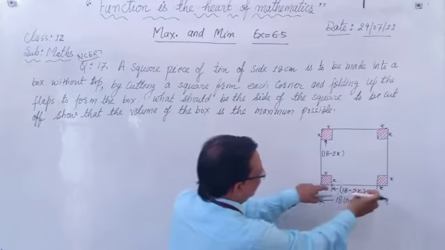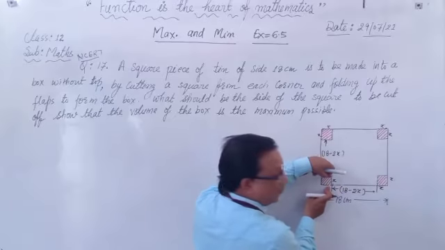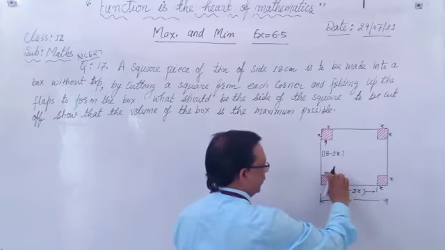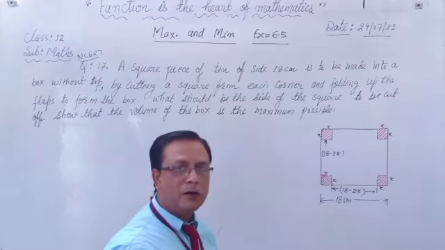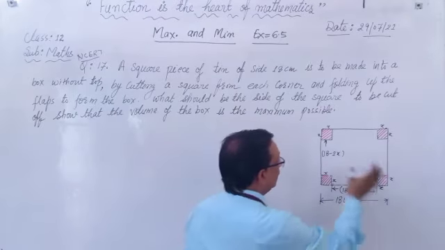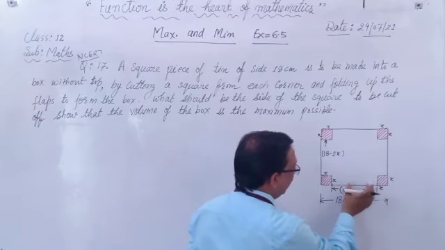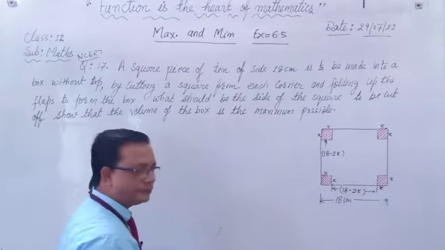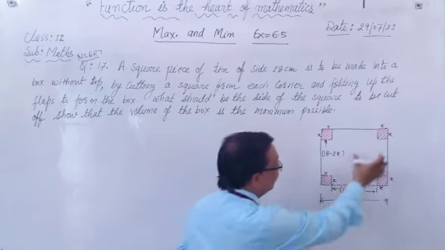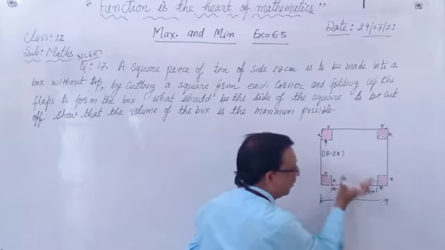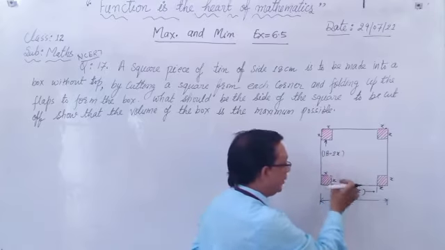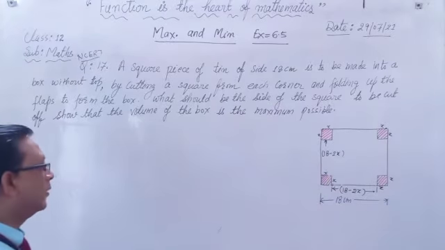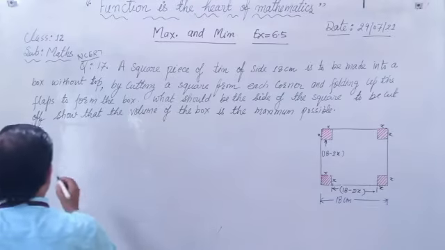And then we fold this. So this portion becomes the height of the box. Because this is folded, this portion becomes the height of the box. Student, if we fold this, then this distance will convert into your height. Now let us write the description here.